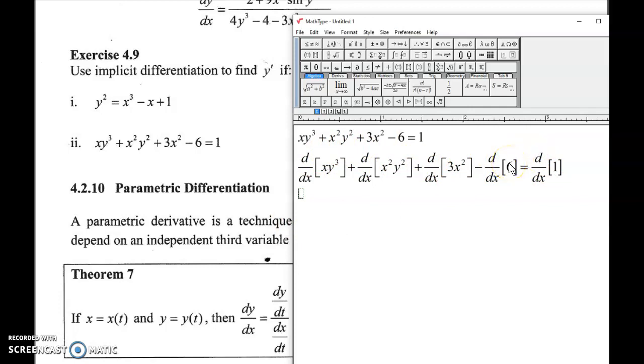So how do you differentiate it? We'll go back to the basic rules of differentiation. You need to look at them one by one. For this one, you have x times y to the power of 3. To differentiate this, you are going to use the product rule, and also a bit of the power rule.